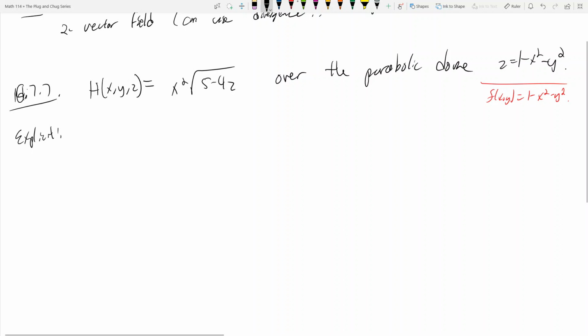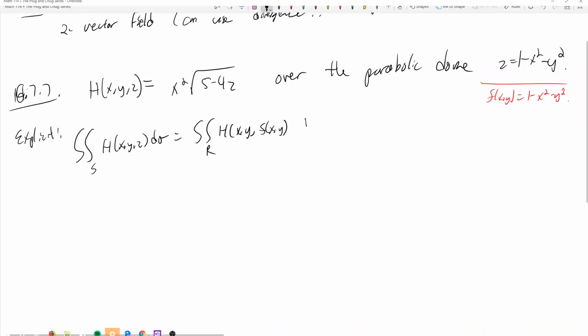So the explicit function then is the double integral over the surface of h of x, y, z d sigma, which is going to be the double integral over the region of h of x, y, and now z became f of x, y. You can see that here z became f of x, y, so that's why we replace it with that, dA. In our case, what does this mean? Wherever I have a z, I need to replace it with f of x, y, which is 1 minus x squared minus y squared.